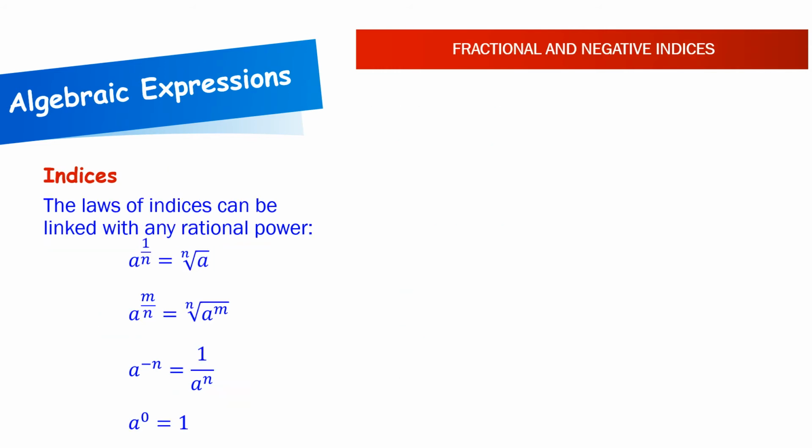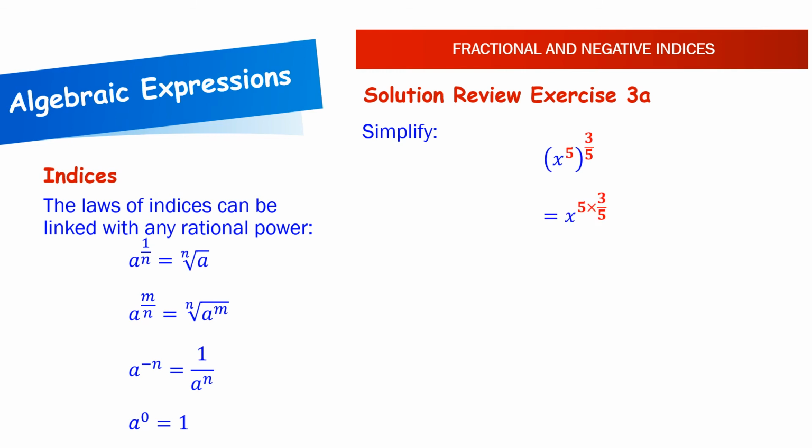We're now going to use some more laws of indices in the next exercise, in addition to the previous laws that we've already looked at. Let's begin with review exercise 3a. We're going to simplify x to the power 5 all raised to the power 3 over 5. This gives us x to the power 5 times 3 over 5. And cancelling out the 5's gives us x cubed.